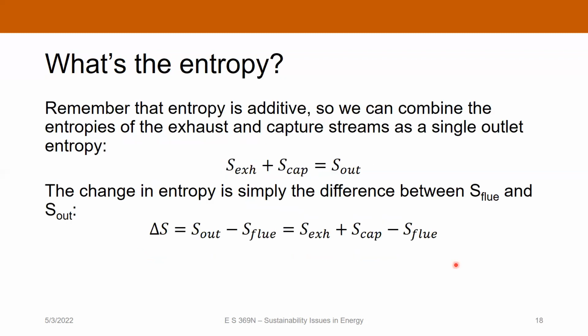Now, to figure out the amount of work we need to do, we need to figure out the entropy. Entropy is additive. The entropy coming out is going to be the sum of the entropy of the captured stream and the entropy of the exhaust stream. That's the total entropy going out. The change in entropy is simply the difference between that and the entropy coming in, which is our initial state. So delta S is entropy out minus entropy in, and then we substitute back the exhaust and captured stream here, and we get this equation.